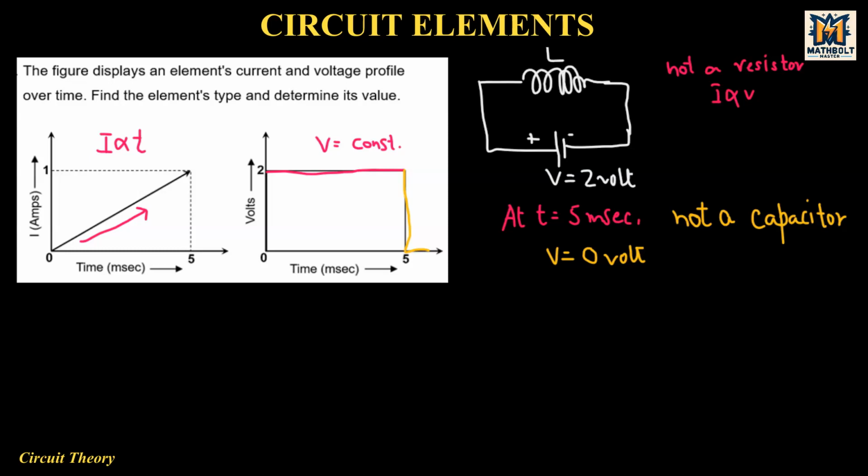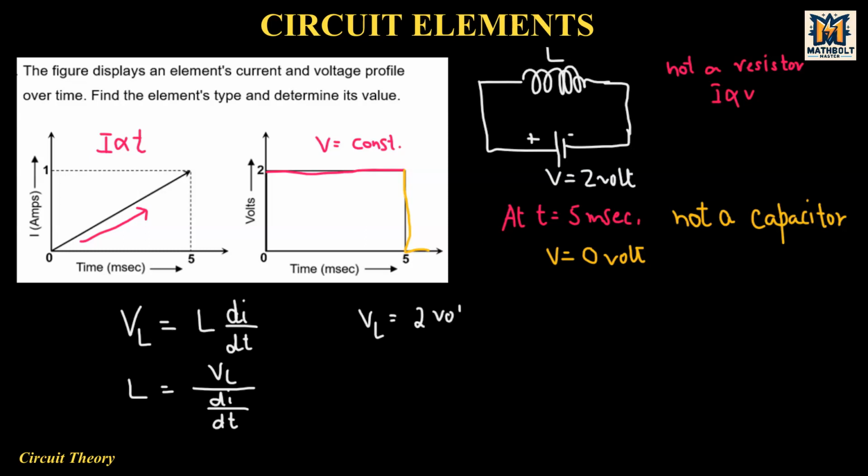Since we have identified this, our next step is to find the inductance value of this inductor. We know the voltage across an inductor VL is equal to L di over dt. So to find L, we need the voltage across the inductor VL divided by di over dt. VL is the voltage across the inductor, which we use within 0 to 5 milliseconds, and its value is 2 volts.